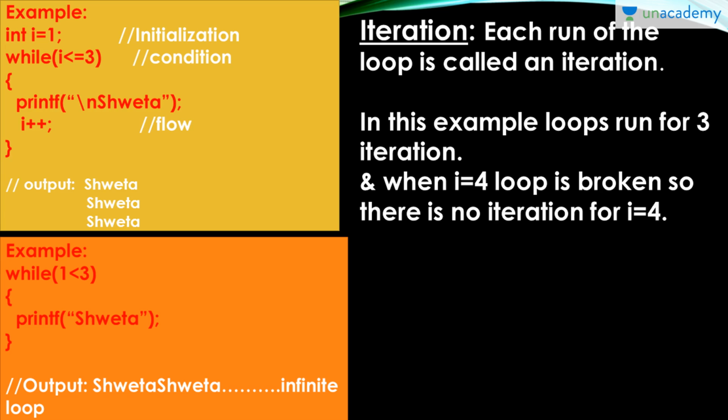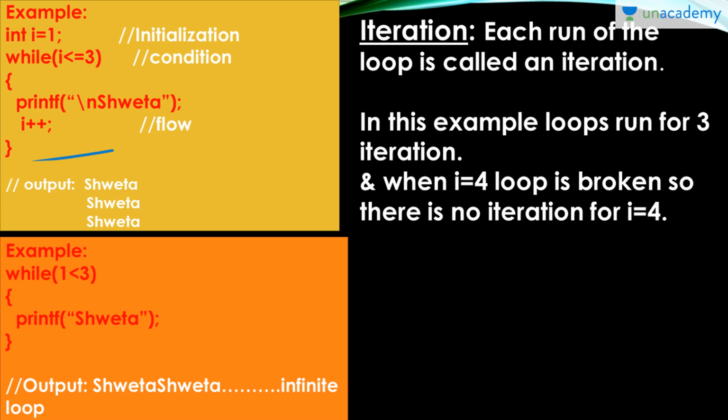Here first I have initialized the value of i, that is i equal to 1. This is called the initialization step. Then while i less than or equal to 3 is the condition. Our condition is that i must be less than or equal to 3. If it is true, then it will execute printf \n Shweta, and then it will increase the value of i.